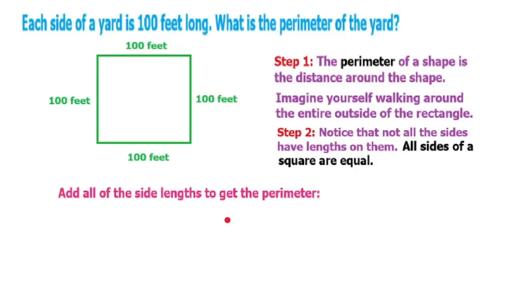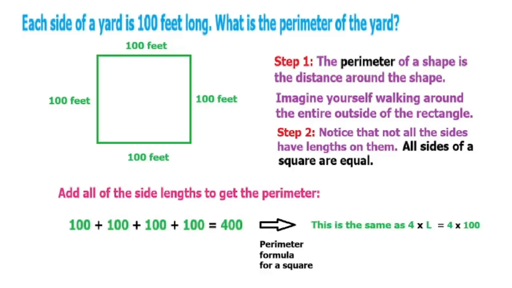Okay, so now all we have to do is add all of the side lengths to get the perimeter. So we add 100 plus 100 plus 100 plus 100. 100 plus 100 plus 100 plus 100 equals 400. So the perimeter formula for a square is the same as 4 times the length. So that equals 4 times 100. So that is what the perimeter of this square yard is.